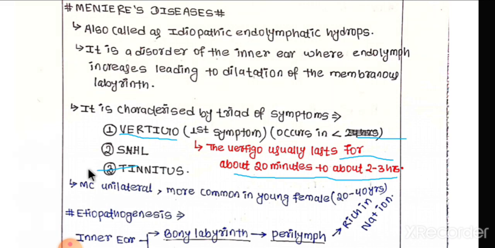Meniere's disease is most commonly unilateral. It is a unilateral condition, so only one ear is affected, and it is more common in young females between the age group of 20 to 40 years.